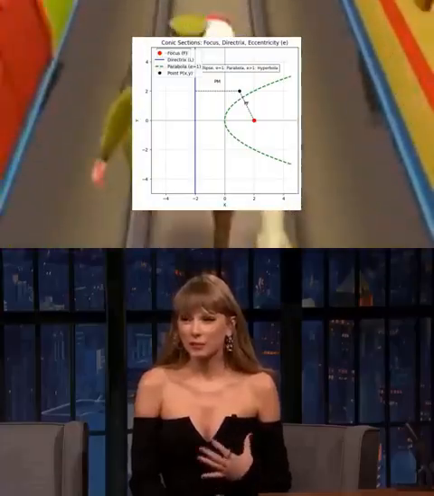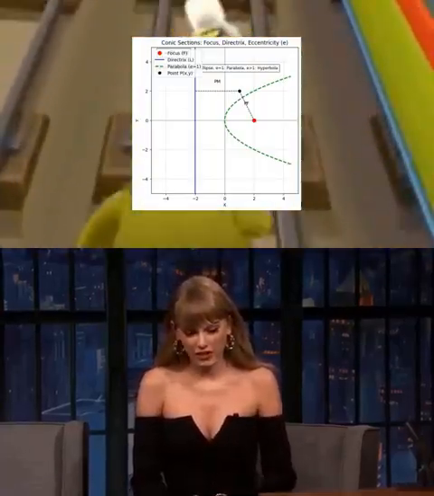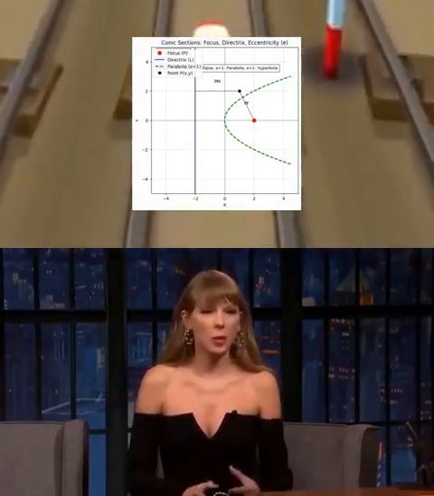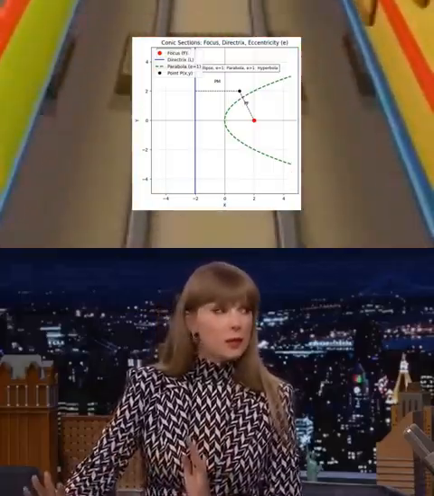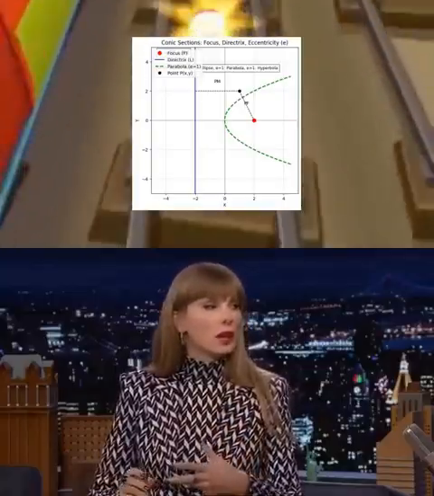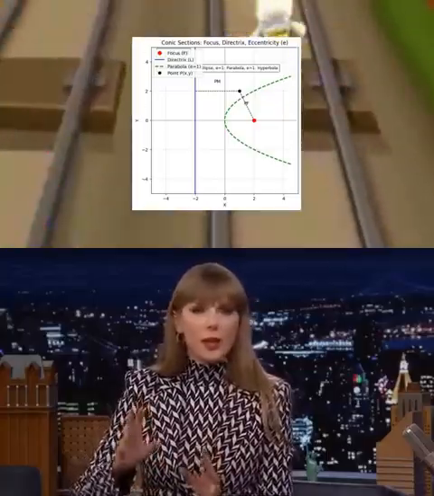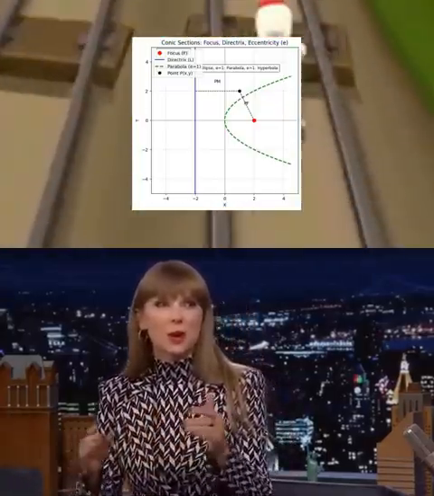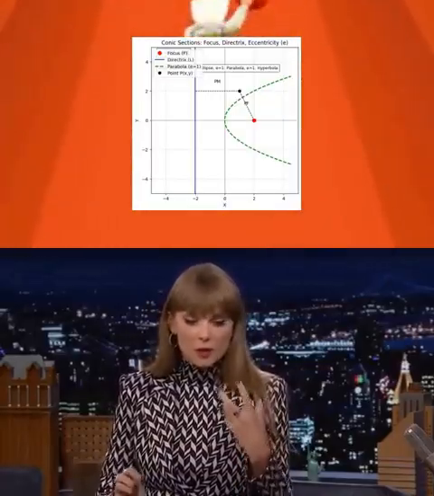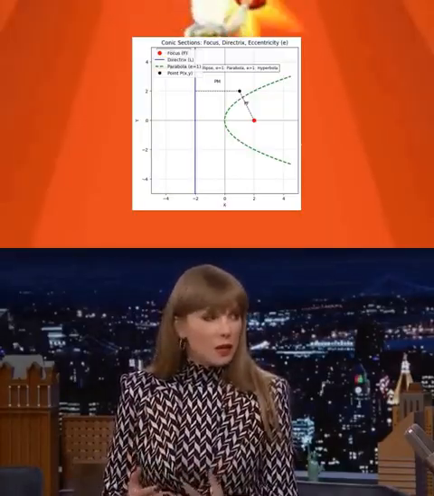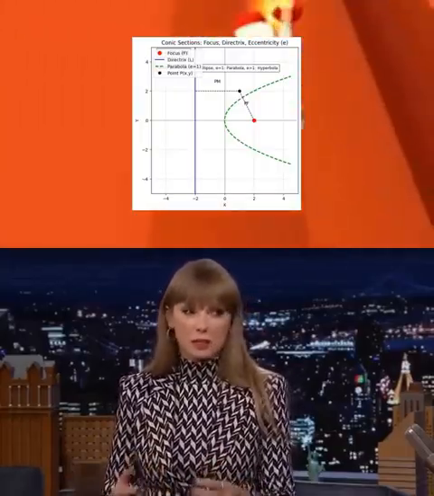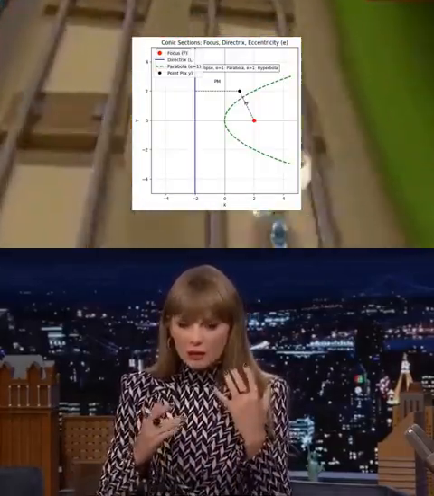The unifying concept for all conic sections is their definition as a locus of points based on a focus and a directrix. For any point on a conic, the ratio of its distance from a fixed point, the focus, to its distance from a fixed line, the directrix, is a constant called the eccentricity, e. If e equals 0, it is a circle. If e is between 0 and 1, it is an ellipse. If e equals 1, it is a parabola. And if e is greater than 1, it is a hyperbola. This focus directrix definition is the most powerful way to understand them all.